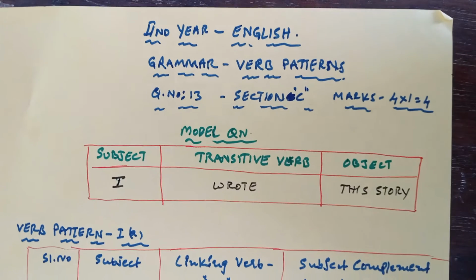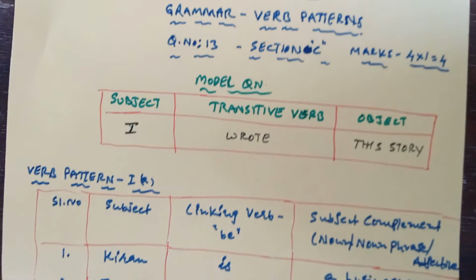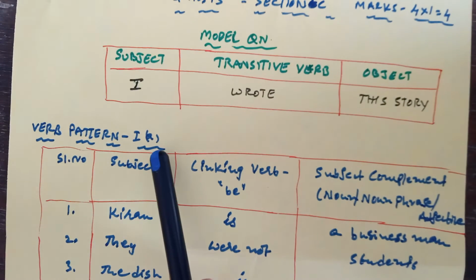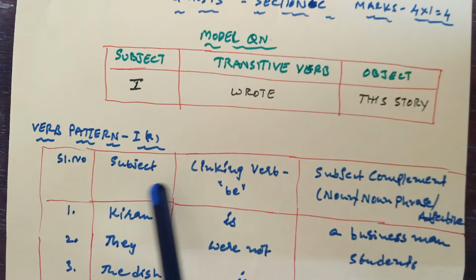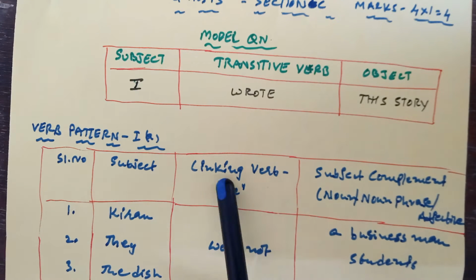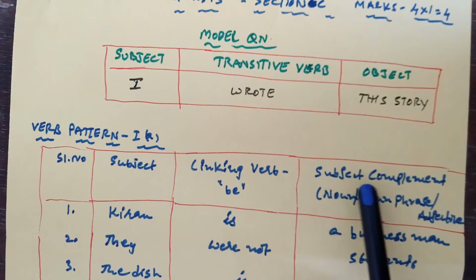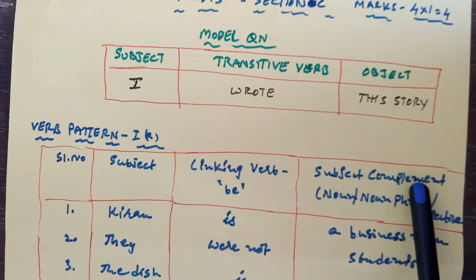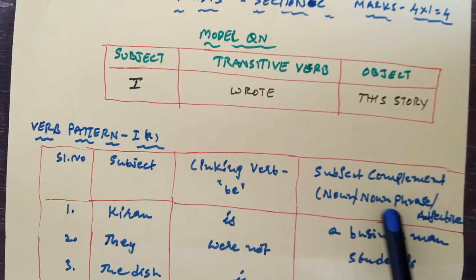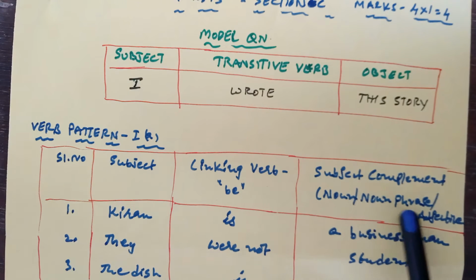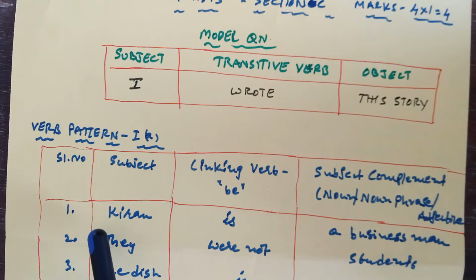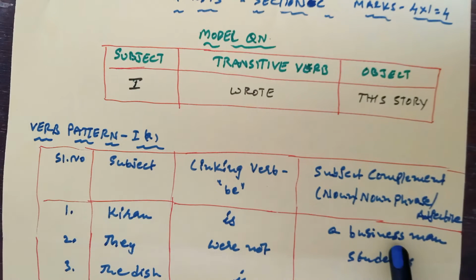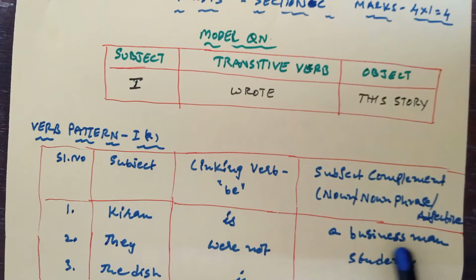Now let us take up the topic in a detailed manner. Verb pattern 1A: subject, linking verb BE, subject complement, which is a noun phrase or adjective. See the first example sentence: Kiran is a businessman. It is a noun phrase.